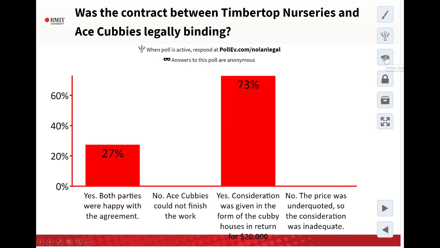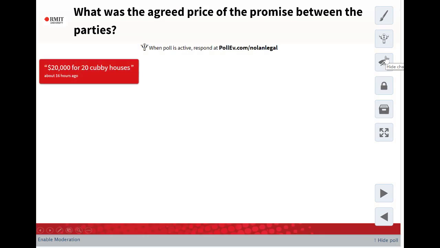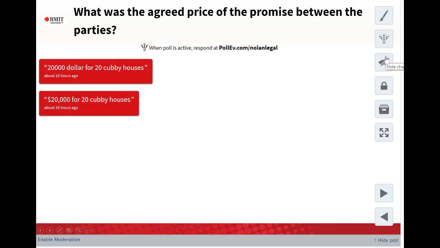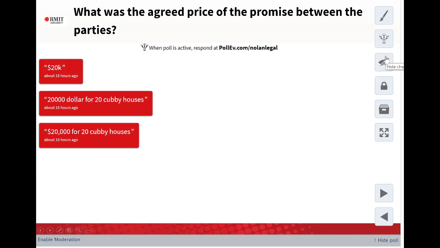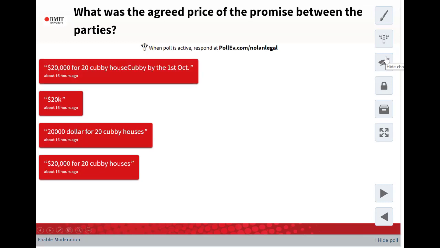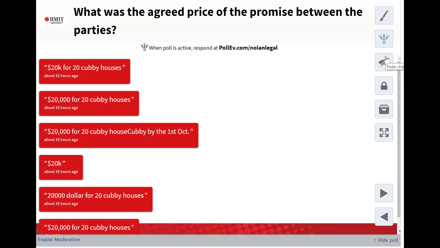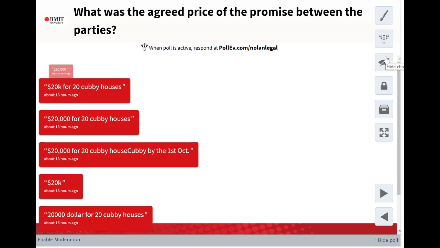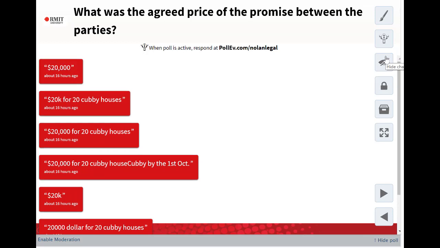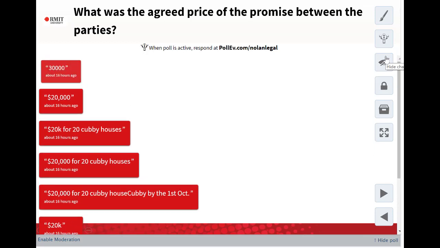So moving on from there, the next question that I asked, and I haven't even hidden the responses here, is what is the agreed price of the promise between the parties? Immediately, most students, as you can see from the responses that came up here, went straight to the $20,000 being the price for the delivery of the cubby houses by a particular date. So more correct answers would refer to the complexity of the promise, that it's delivery of the cubby houses by a particular date. What I saw less of was that the price of the promise to pay $20,000 was the promise to deliver 20 cubby houses.